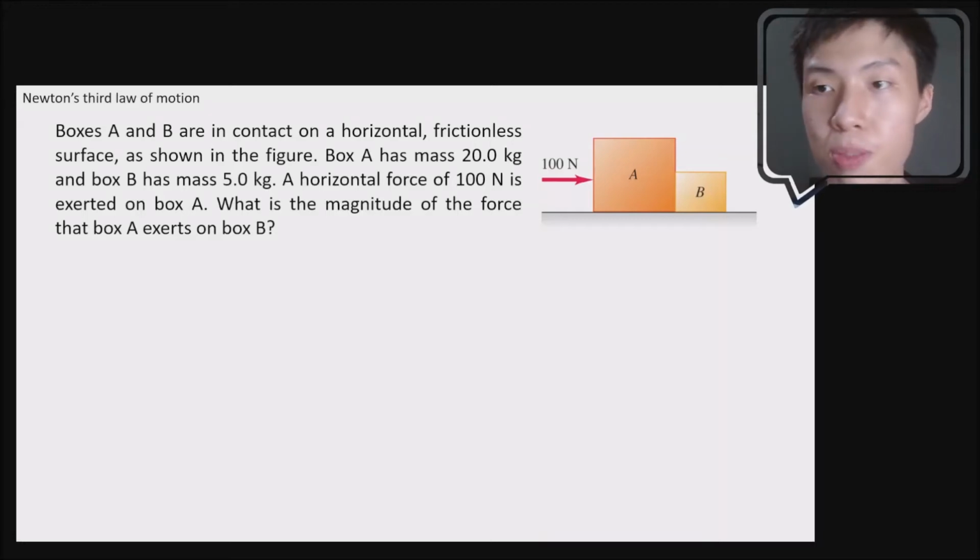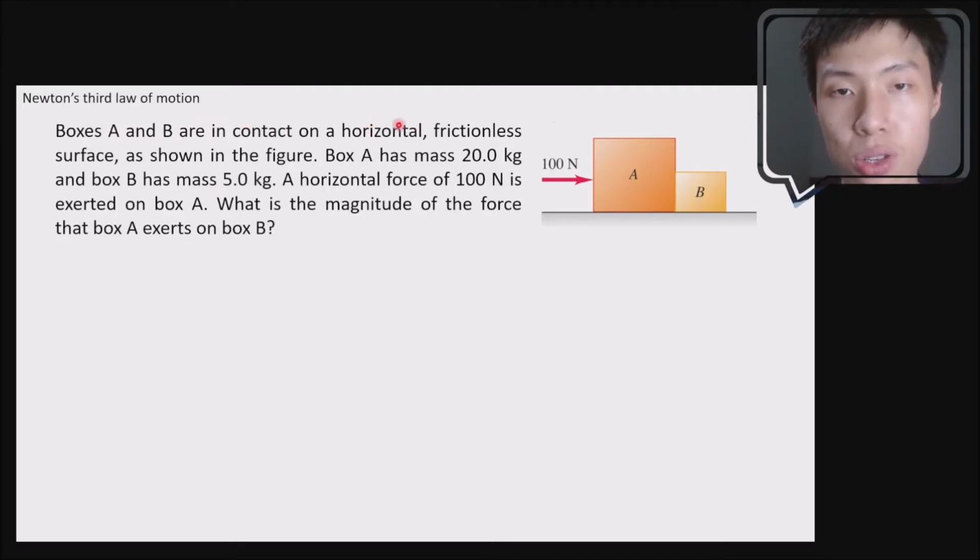Let's try to solve this problem here. So we have boxes A and B, and they are in contact on a horizontal and frictionless surface as shown in the figure. So here we have box A, we have box B, and they are both on a horizontal frictionless surface, and block A and block B are in contact, they are touching each other.